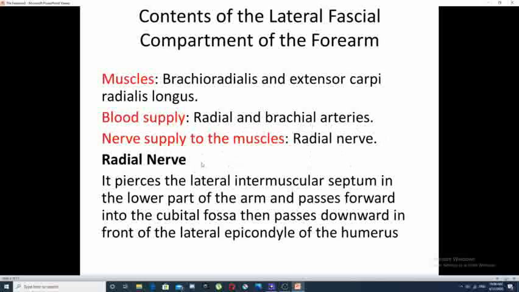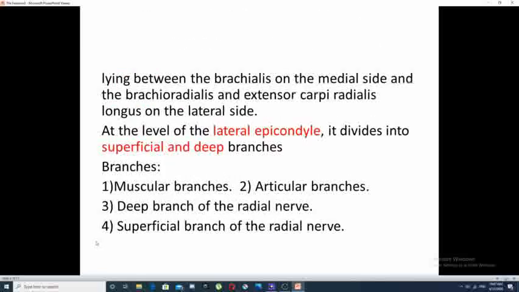Radial nerve is, as you know, a branch of posterior cord of brachial plexus, and it pierces the lateral intermuscular septum in the lower part of the arm as it passes forward into the cubital fossa, and then it passes downward in front of the lateral epicondyle of the humerus. And here it lies between the brachialis muscle medially and brachioradialis and extensor carpi radialis on its lateral side.